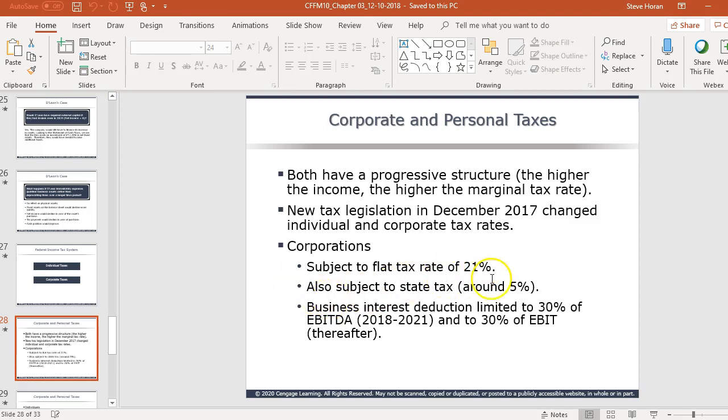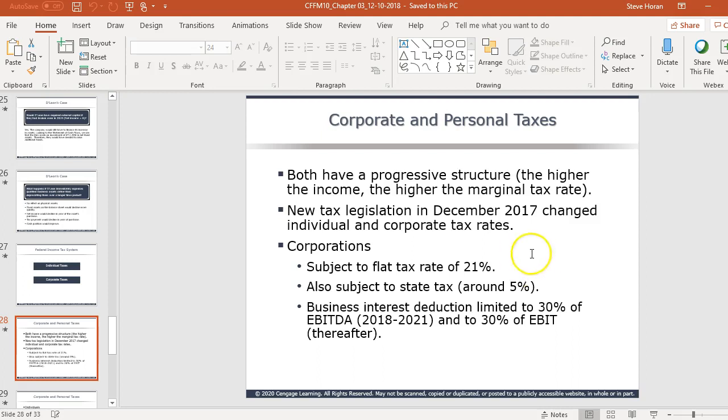and also subject to a state tax around 5%. Now, obviously, every state might have a different corporate tax rate. Some states like South Dakota do not have a corporate tax rate, but most of the states surrounding South Dakota have something of a corporate tax rate. The old corporate tax law was the more you made as a corporation, the higher the tax rate, and now everybody just pays 21. Okay, so that's a big difference.